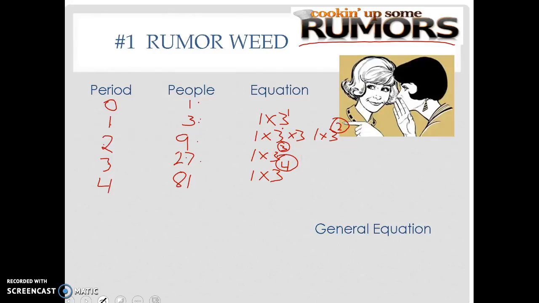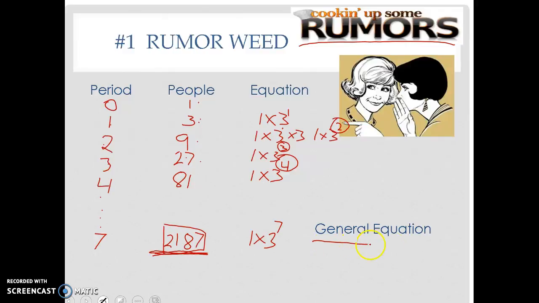So suppose we want to find out how many people are going to know about the rumor after 7 periods. If we skip down to 7 periods, I don't know what this is going to be yet, but I know the equation is going to be 1 times 3 to the 7th power. And if we take 1 times 3 to the 7th power, that's 2,187 people. That's almost, maybe a little bit under, the size of Homestead. So that means after one day, everybody's going to know about the rumor, maybe except for the people who are absent that day.